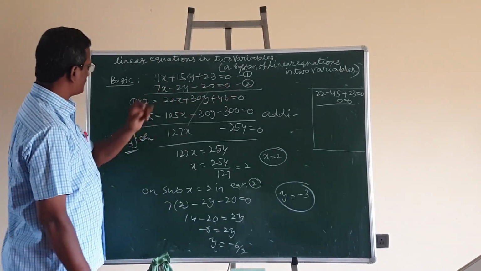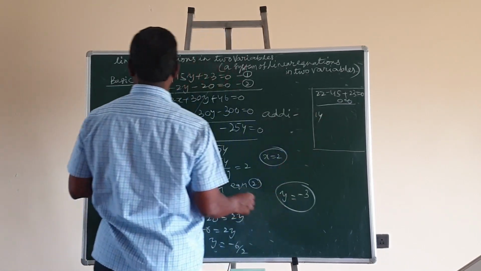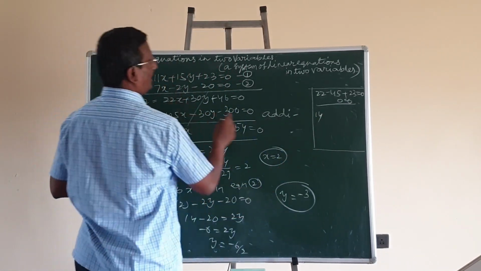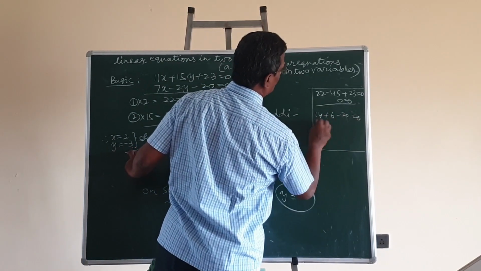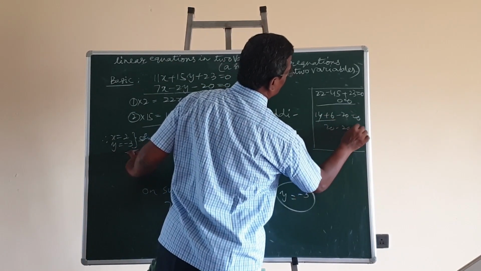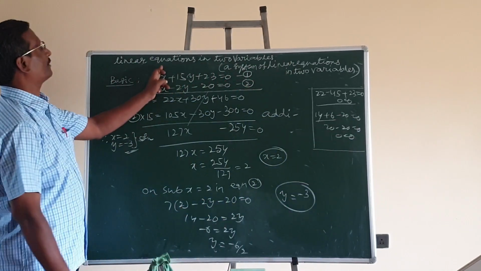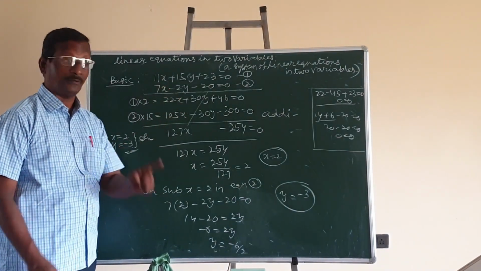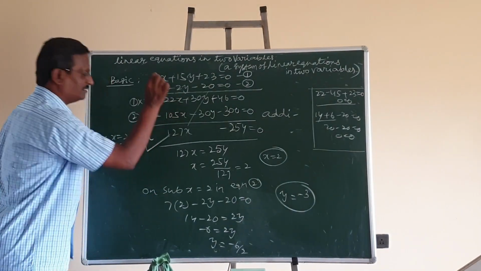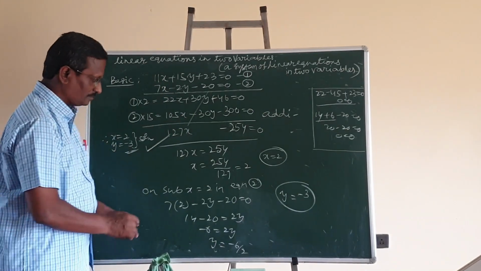These values again you substitute. 7 into 2, 14, minus 2 into minus 3, plus 6, minus 20 is equal to 0. This is 20 minus 20 is equal to 0, meaning 0 is equal to 0. That means these two values satisfy the equations, and we confirm that our solution is correct. Now let's go to the next question.